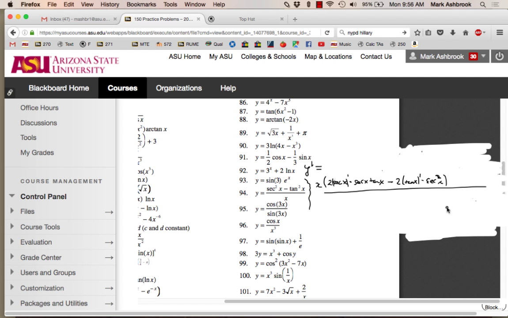Yes, sir? If it's like the power rule to a second, you put the 2 in front, do you have to write the rule? No, I'm just doing that to show that I'm using the power rule. You don't have to write, if it's something squared, you can just write 2 times it. You don't have to write to the first power.